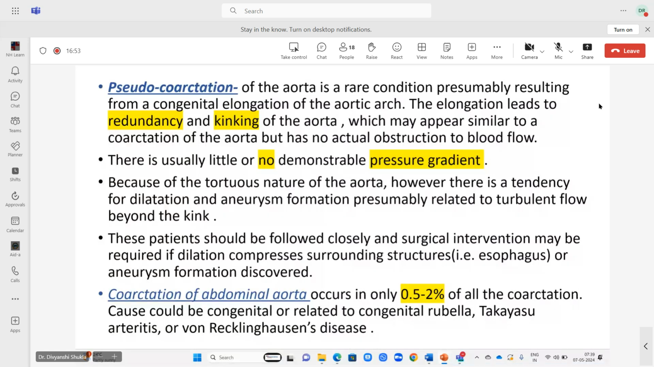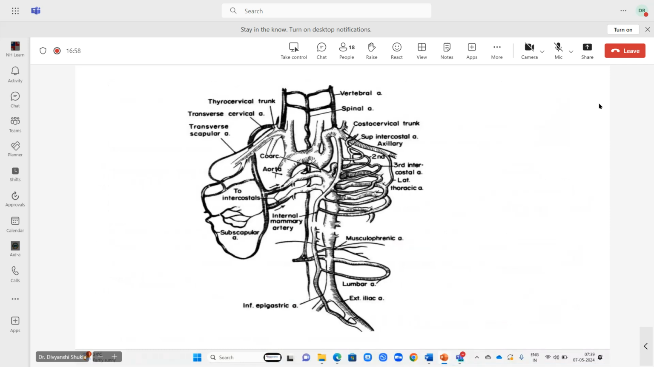Now there is a term, pseudocoarctation of the aorta. You have to know the diagram well, because when you are writing a question in the exam, you have to mention these things. So this diagram is very important, especially in a case of coarctation.